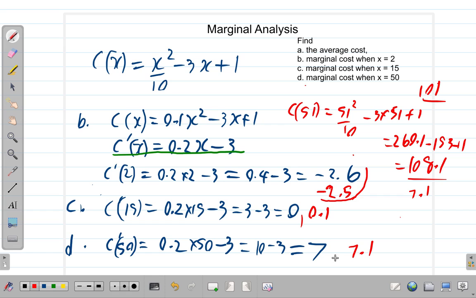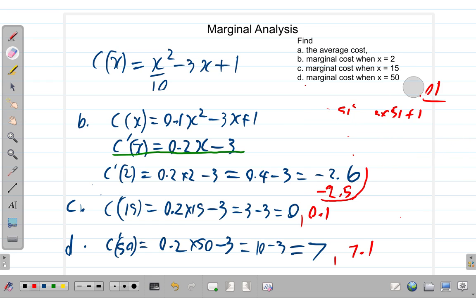Alright. So let's erase these. In red, I have the approximation, negative 2.5. Right? In blue, I have what I get from using the derivative, which is a more accurate value. Alright. Now, let's look at the graph of this function.